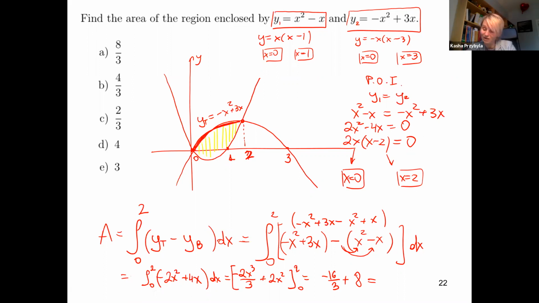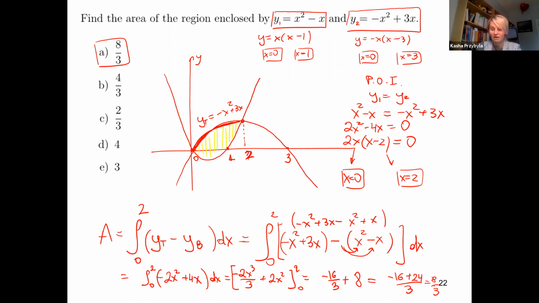Who can tell me the final answer? Negative 16 plus 24 over 3 is 8. It will be 8 over 3. This is the final answer. Okay, that means not bad. Okay, not bad with this one.